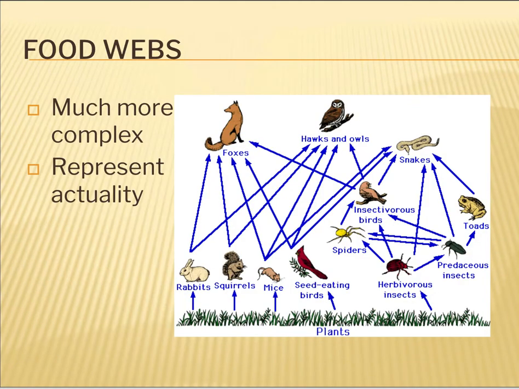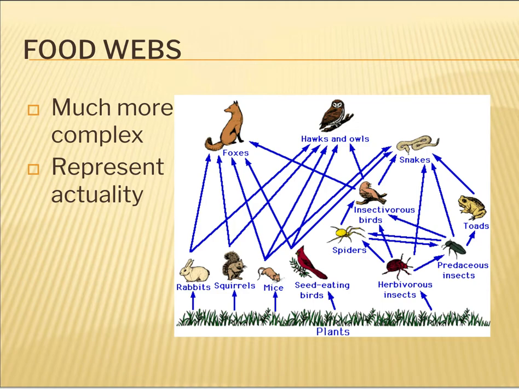Food chains are lovely in their simplicity, but they aren't as true to life as we'd like them to be. A more accurate representation of an ecosystem is illustrated in what we call a food web. Much like a spider web, you'll see that the interactions between living things are actually much more complex. Foxes don't just eat one thing, they eat five different things. And sometimes, like spiders and predaceous insects, different living things can eat each other.